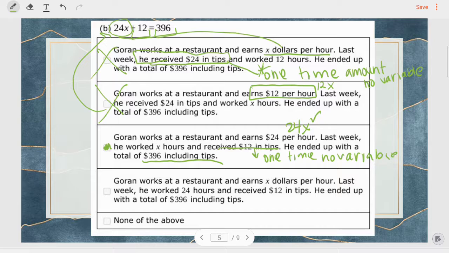Goran works at a restaurant and earns X dollars per hour. Last week he worked 24 hours and received $12 in tips. So X dollars per hour and 24 hours, we're going to tie those units together. That equals 24x. So far, so good. $12 in tips, there again is my one-time amount with no variable. $12 does match that. He ended up with a total of $396, including tips, and that works.